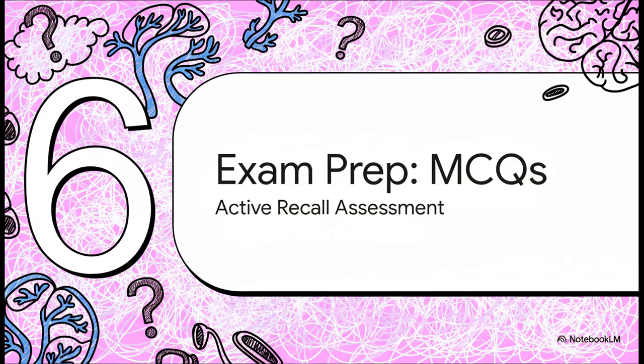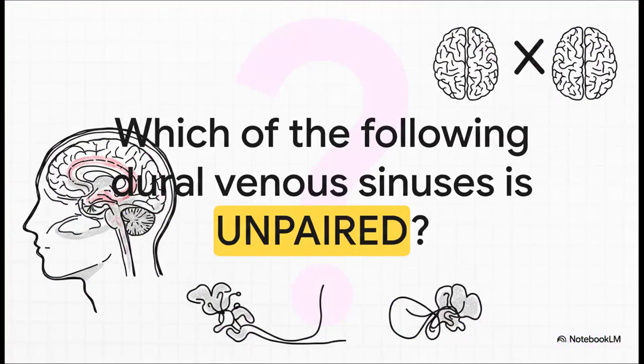Time to flex those active recall muscles. Let's hit you with 3 rapid-fire questions sourced straight from standard textbooks. First up, all of the following dural venous sinuses are paired except superior petrosal, inferior sagittal, or cavernous. Think back to our rule of 7s.